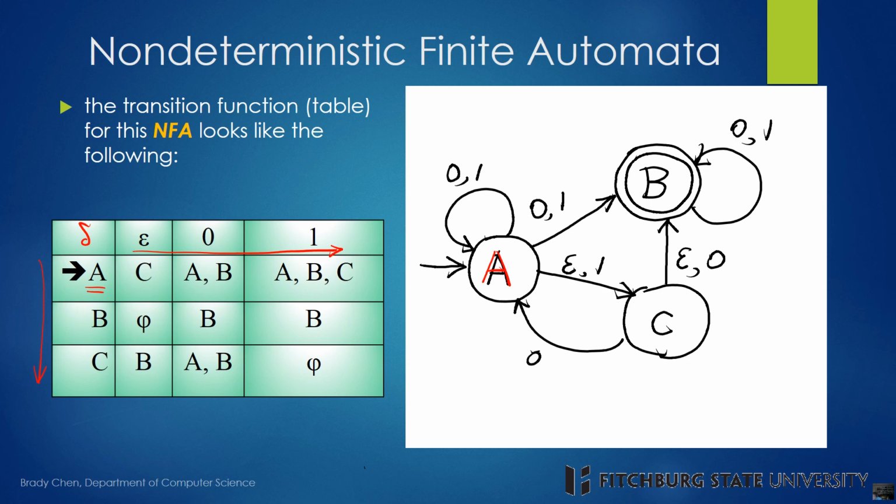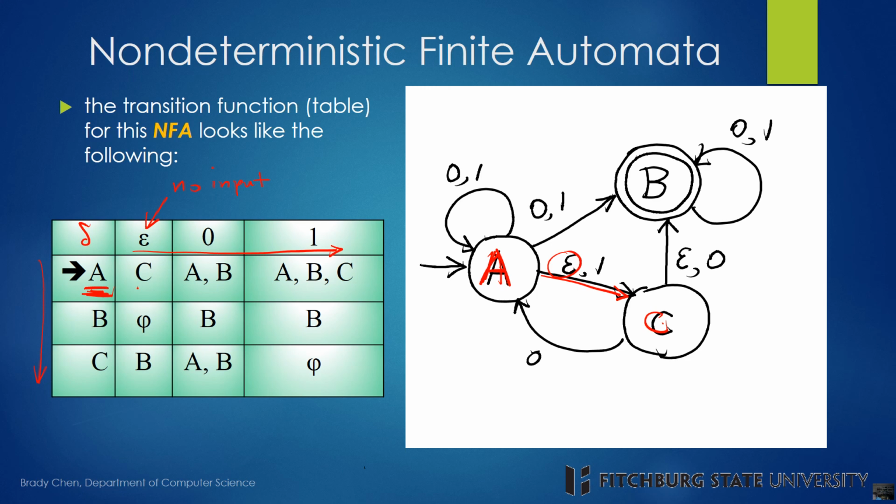Now let's say in this particular case, the current state is A, and the current input is epsilon. That means the current state is A and there's no input. Remember, epsilon basically means no input. Then what's the next state? With A and epsilon, we know that it goes to C, right? Fine, no problem.